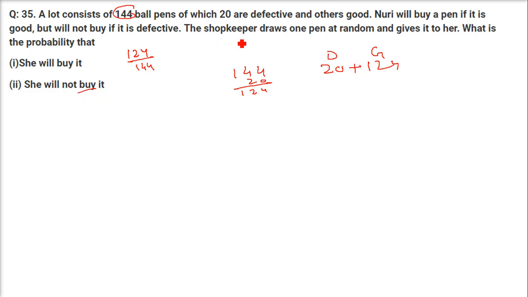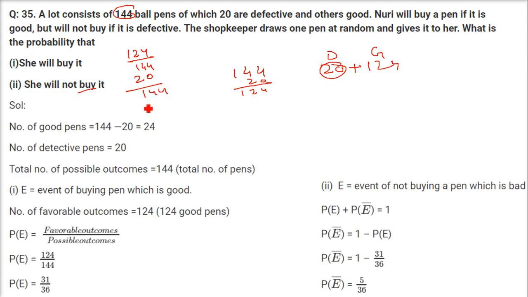She will not buy it, that is, the shopkeeper draws a defective one. And how many defectives are there? 20. How many total are there? 144 pens. 20 by 144 is the probability that she is not going to buy. If you simplify it, 124 by 144 is going to be 31 by 36. And this second one is 5 by 36, if you simplify 20 by 144.